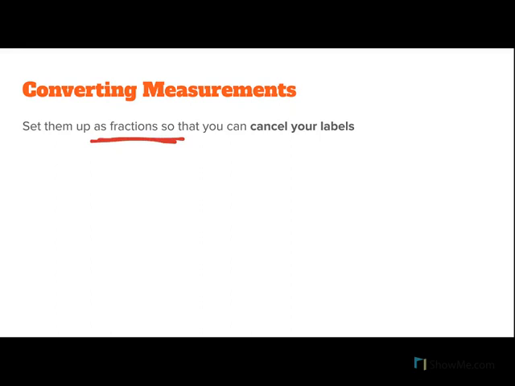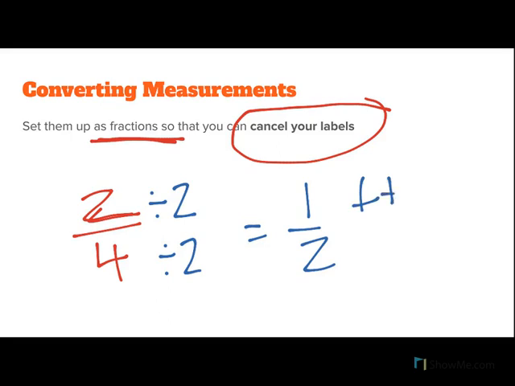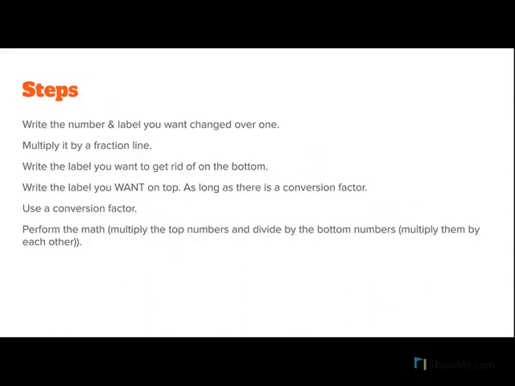The biggest idea, guys, is to write everything as fractions, and our goal is to cancel our labels. Here's what I mean by that. If I had something like 2 over 4, we know that we could take a 2 out of everything in the top and bottom, and we'd end up with 1/2. It's a similar idea: if we have something that's the same on the top and the same on the bottom, those things will cancel. And that's our entire goal when we're doing these conversions today.